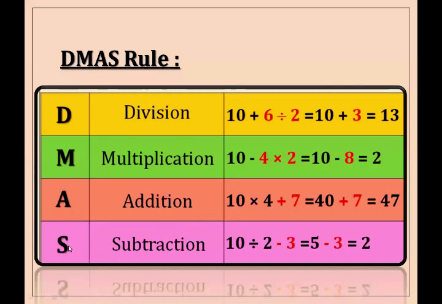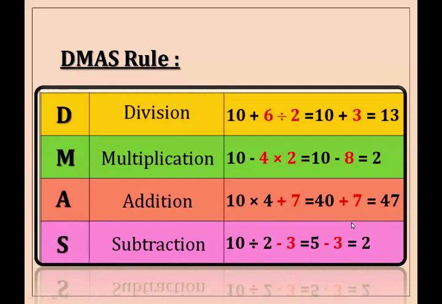Now the last one is S, which stands for subtraction. Here we have the question 10 divided by 2 minus 3. Now students, again we have a question in which division and subtraction both operations are given. So firstly we have to solve the division according to this Demar's rule. Here we divide 10 by 2, then we get 5. Then we subtract 3 from 5, so we get 2.